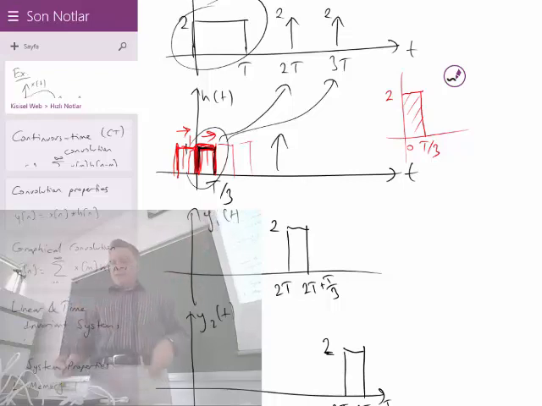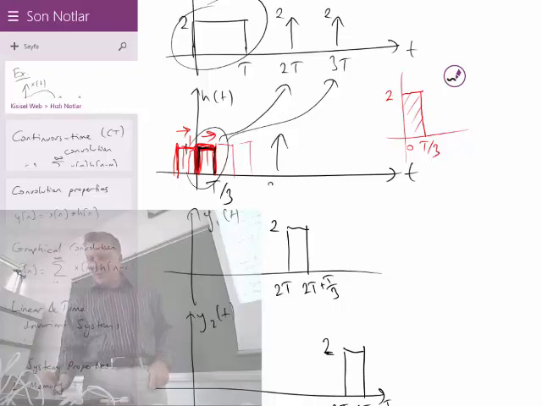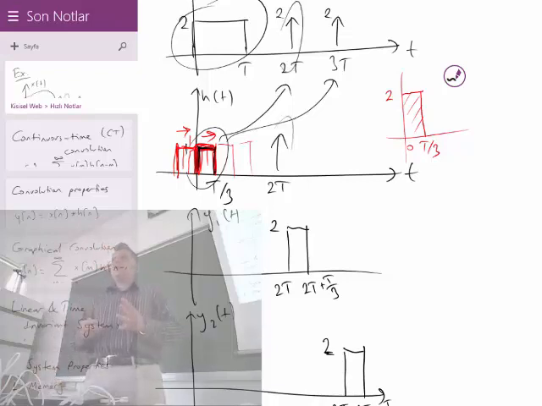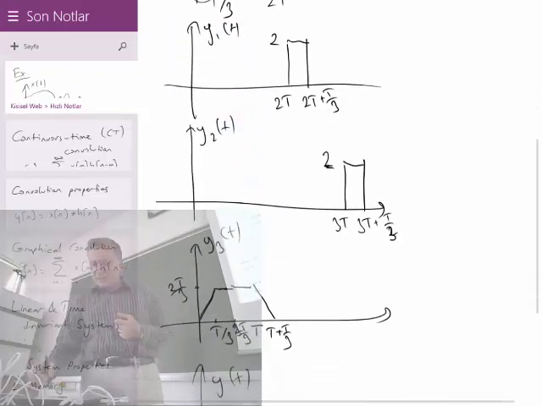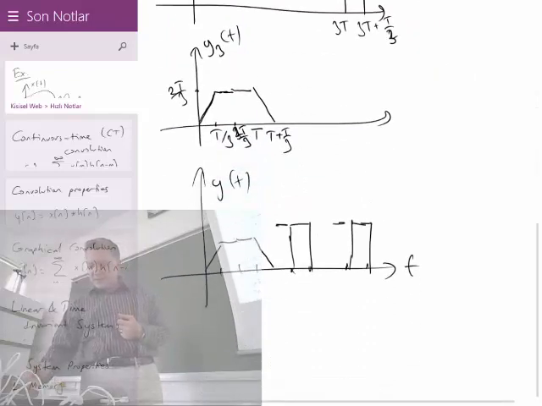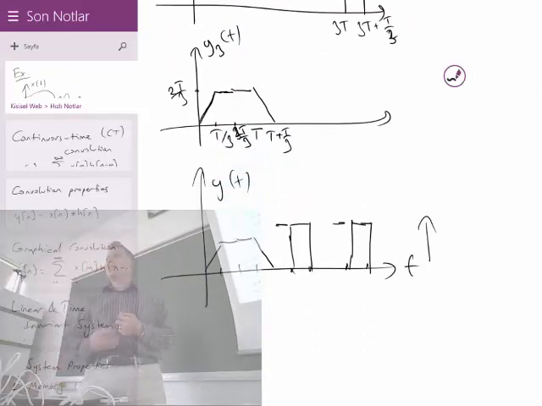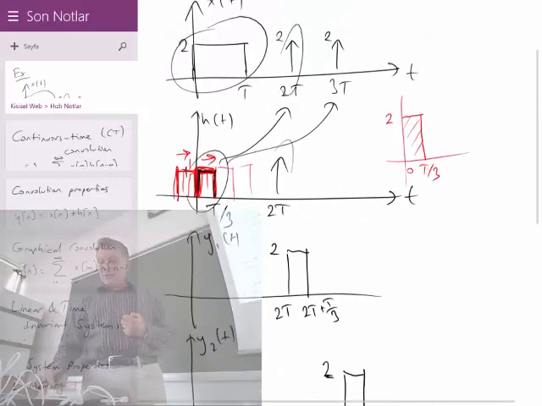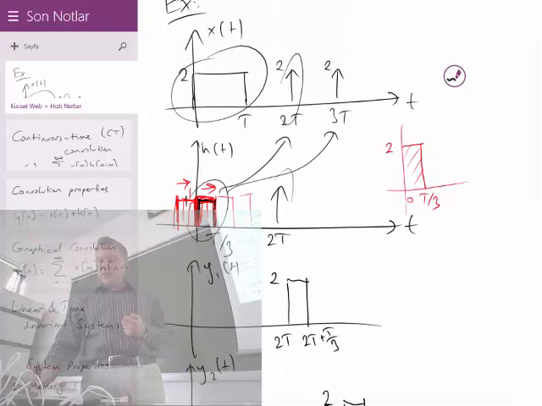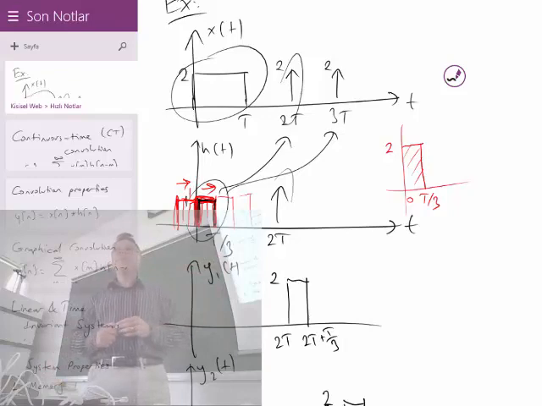If this impulse is at, for example, 2t, then the convolution of this 2t position with this 2t position will be at 4t. It will be a new impulse, somewhere here at 4t, for example. And the convolution of this impulse at 2t and this impulse at 3t will be an impulse at 5t.